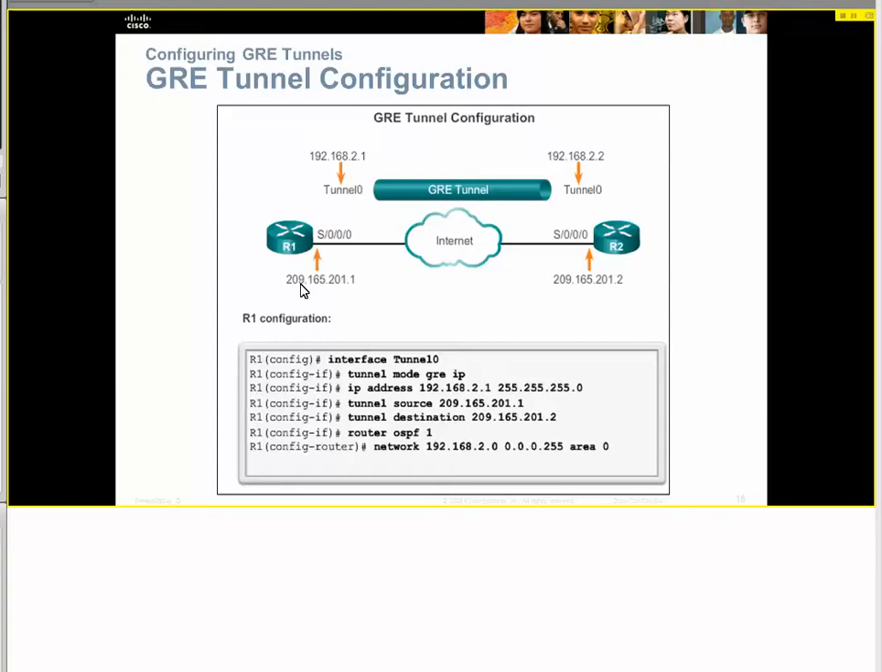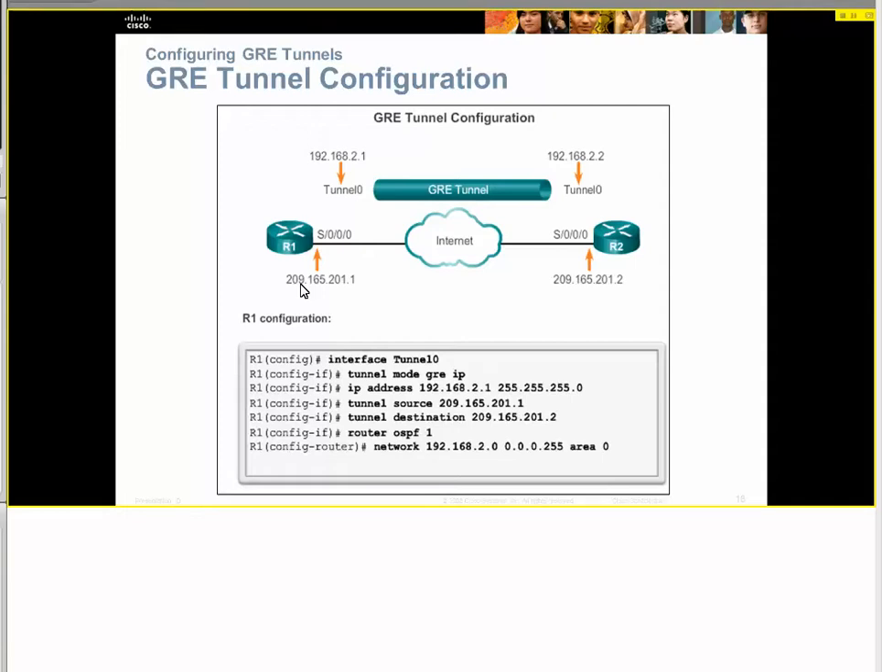But if you had a routed network in between, you would have to indicate that particular address. So it could be 209.165.201.1 on one end, but on the other end, let's say it's 87.43.12.18. Doesn't matter, whatever the address, the public address is on the other side.